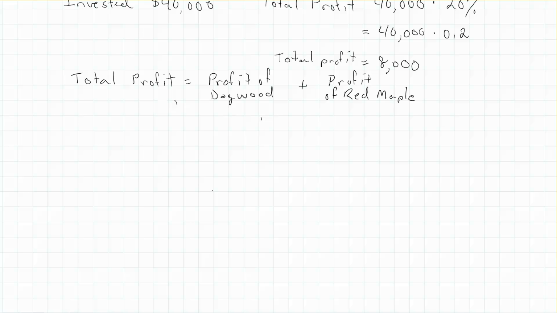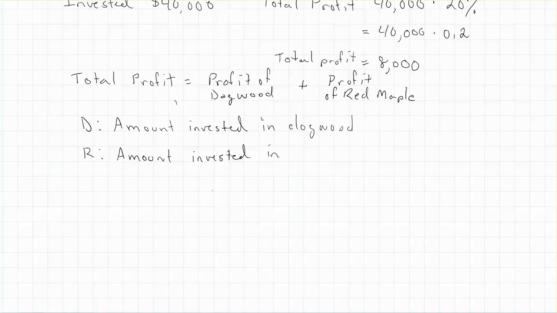Okay, so the total profit is profit of dogwood plus profit of red maple. So what do we have here? I'm going to let D be the amount, not profit, but the amount invested in dogwood. And I'm going to let R be the amount invested in red maple. So instead of being the profit, it's the amount.